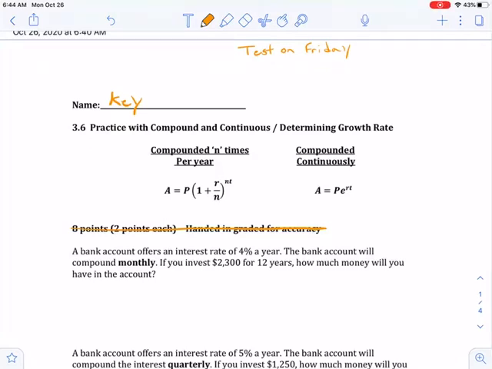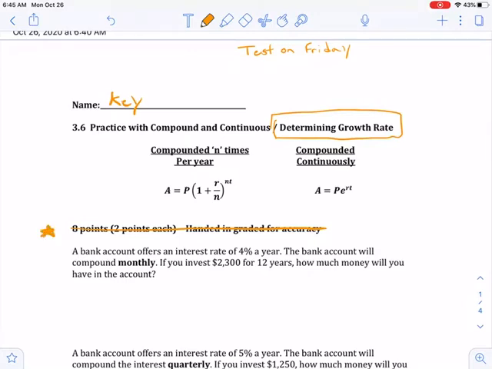Hey everyone. Today we're going to start off with a little bit of practice with compound and continuous interest, and then hop into the main lesson, which is on determining the growth rate of an exponential function. So here, what I would say for this first piece is twofold.